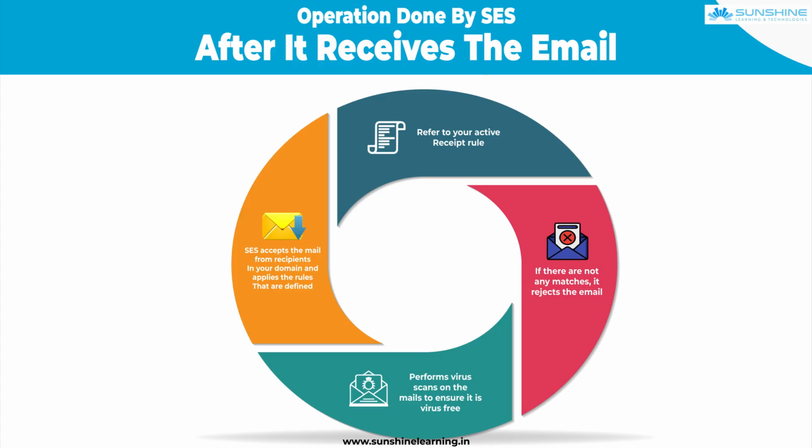Then it looks into whether there are any matches to reject the email. If there are matches, it rejects the email. And if not, if the email is fine, then it is going to forward it to perform the virus scan. The virus scans on the mails are done to ensure it is virus free, there are no trojans or anything, and then it is sent to the specific recipient. So these are the checks which are internally managed by SES in the backend.